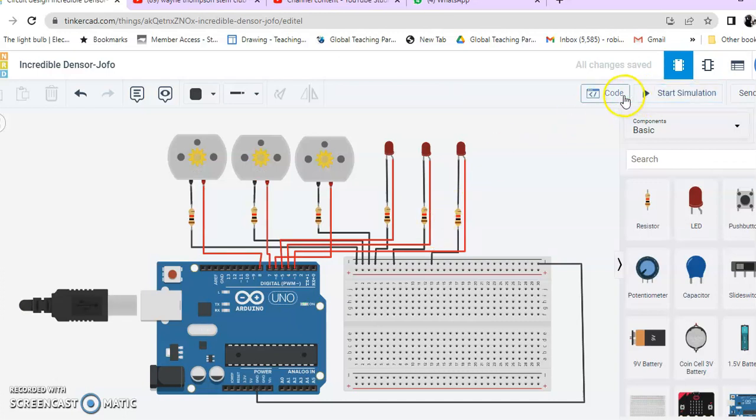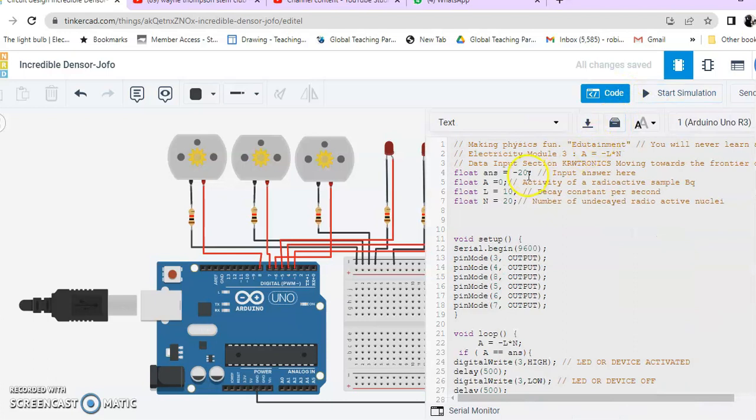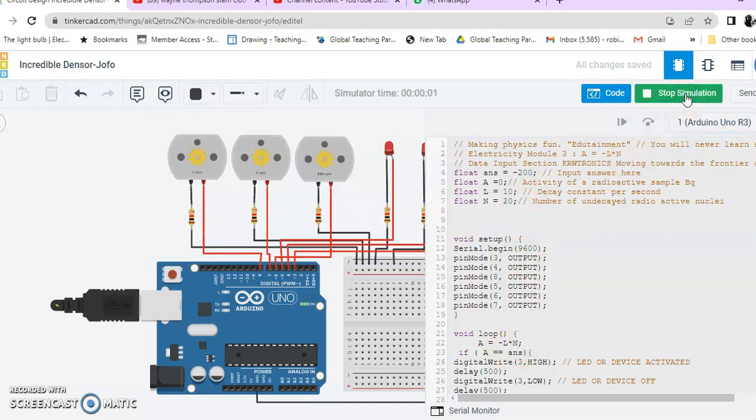So if I stop the simulation and I go back, and I say, okay, it's not 20, I put 200, and then I start the simulation. Okay, so we are back. So this is an example to show how different mathematical formulas can control hardware devices.